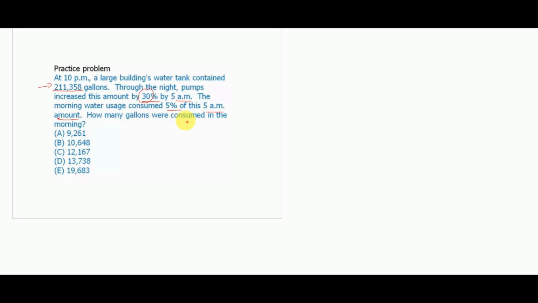How many gallons were consumed in the morning? So let's write our data. The tank capacity, let's call it the tank cap, was 211,358 gallons. All right. And through the night, pumps increased this amount by 30%.